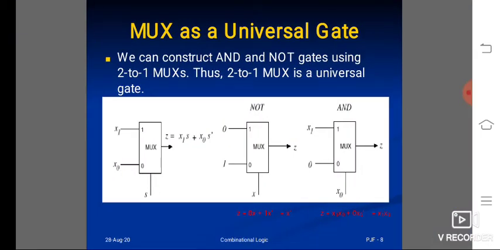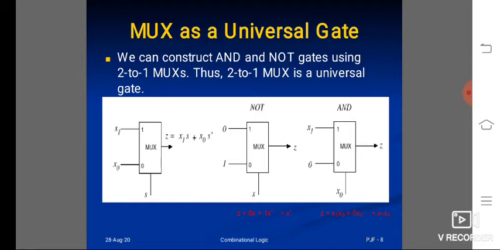Next, I have already discussed the mux as a universal gate. We can construct AND and NOT gates with it. The 2 to 1 mux also uses AND, NOT and OR gates. Without AND or NOT gates we can't design the circuit diagram.